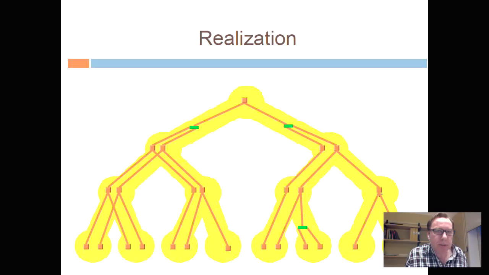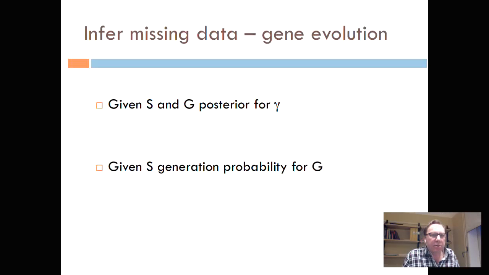So this is nice because now we can start to infer missing data based on this gene evolution model. For instance, given a species tree with time and a gene tree, we can ask for the posterior probability over reconciliations, rather than just picking one reconciliation that minimizes the number of duplications. Or we can, given a species tree, ask for the generation probability of a gene tree.